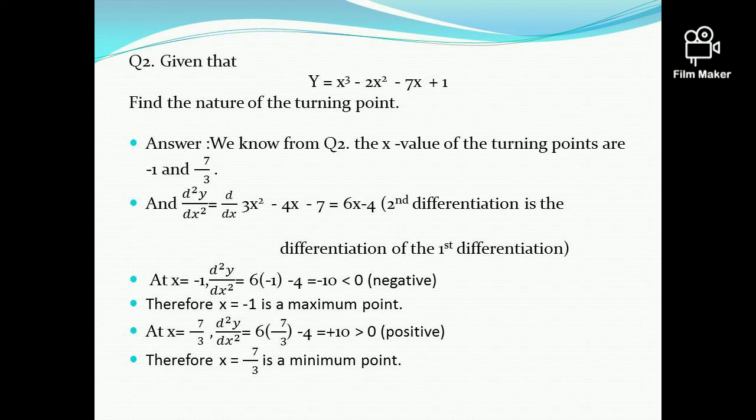Then we will move on to the next turning point. The second turning point occurs at x equals 7 over 3. If you substitute 7 over 3 into the second differentiation answer 6x minus 4, you will obtain plus 10. That means when you get a plus value, the turning point is a minimum point. Now I hope you can understand how to identify the nature of the turning point from these two examples.